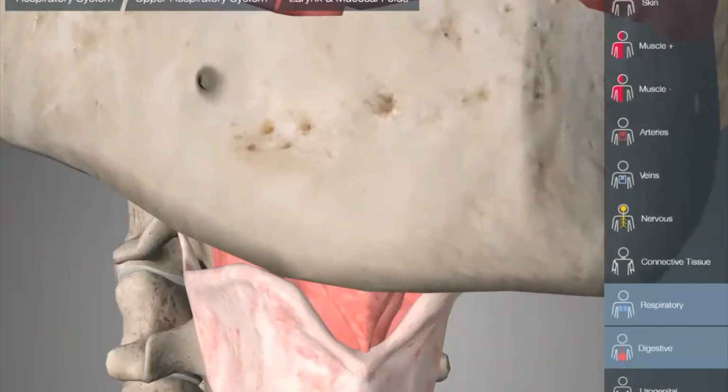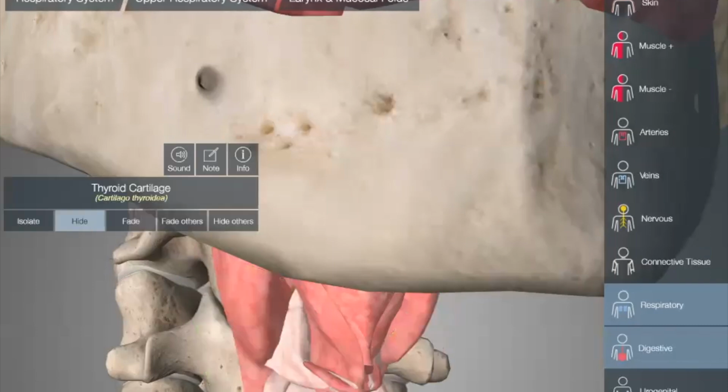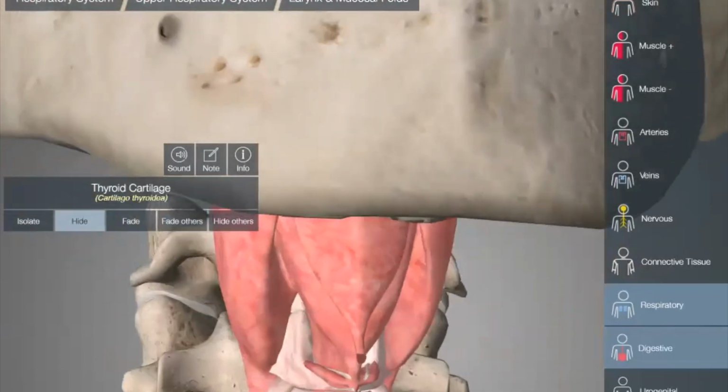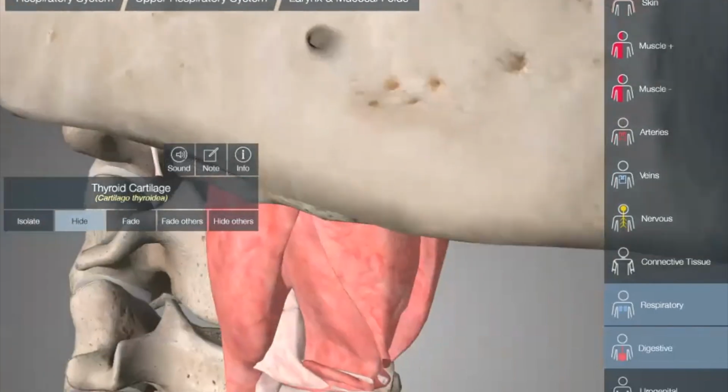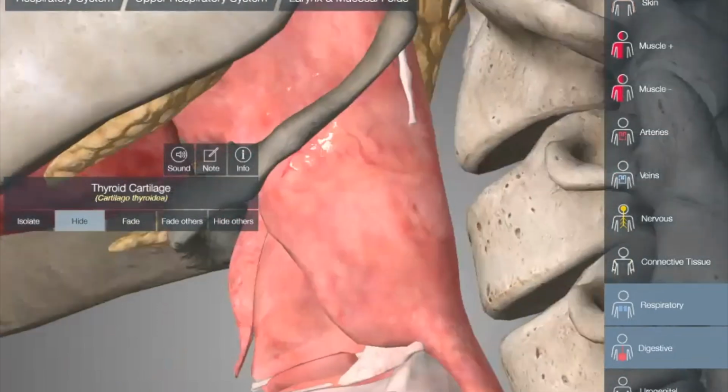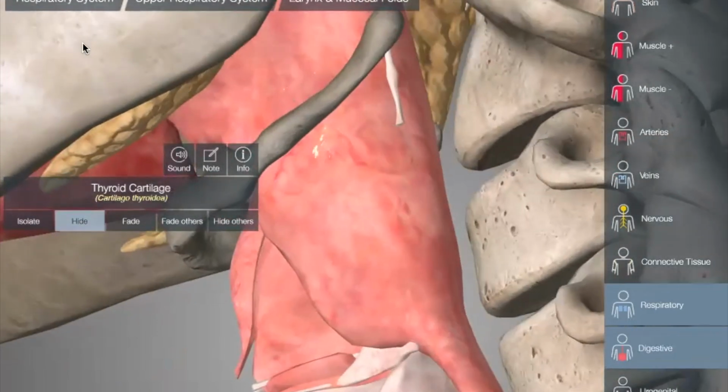And finally, we have the median cricothyroid ligament. Of course, it also has a lateral part. The intrinsic ligaments: you have the cricothyroid ligament.